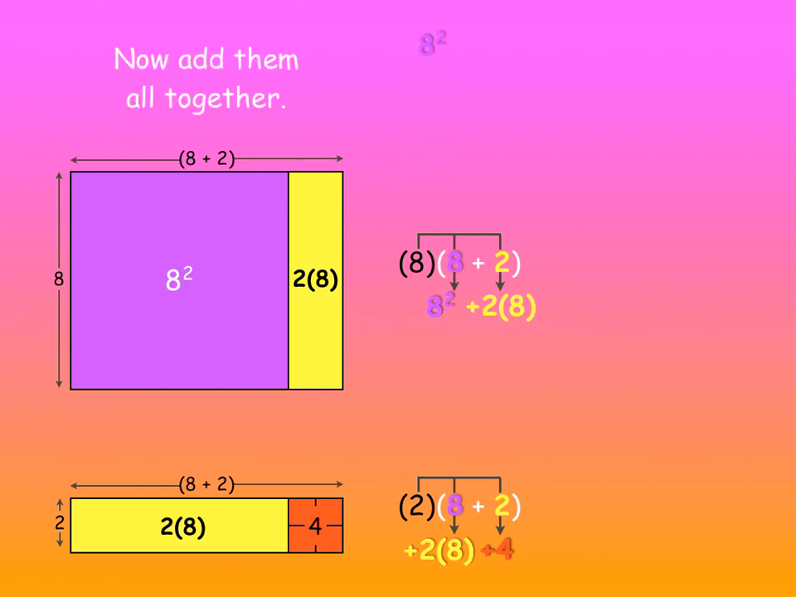8 squared plus 2 times 8 plus 2 times 8 plus 4. We'll rewrite the 8 squared and the plus 4. Now, look at the yellow ones in the middle there. We'll combine like terms. 2 times 8 combined with 2 times 8 makes 4 times 8.